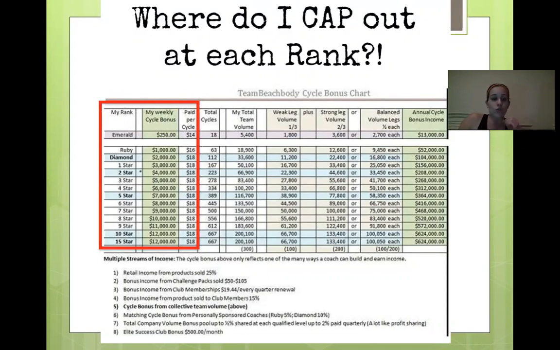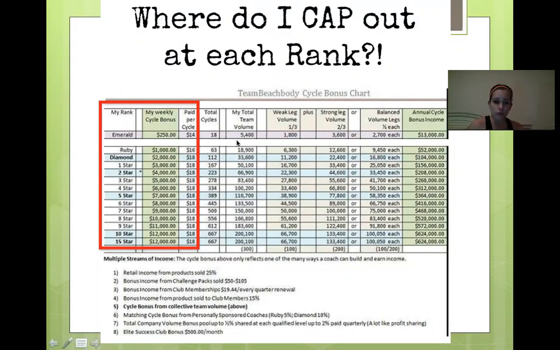Okay, so I cannot stress to you enough how much these cycle bonuses mean for your business. Every single top coach will tell you that a good 75 to 80% of their income every single week does not come from retail sales. It comes from their volume, okay, and their cycle bonuses.